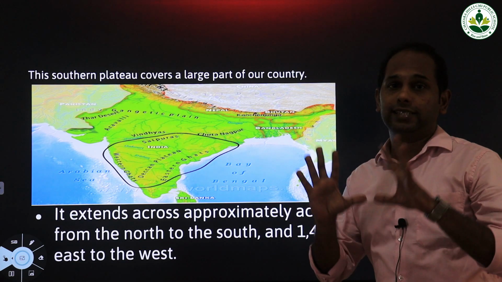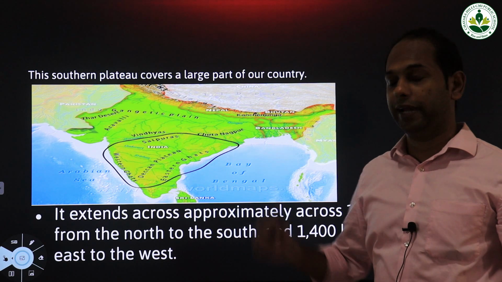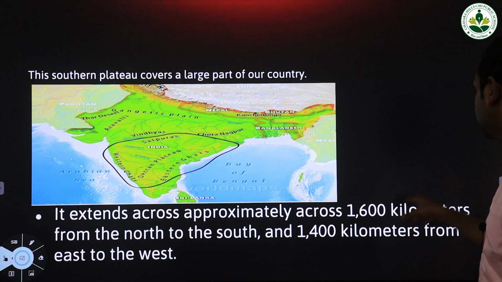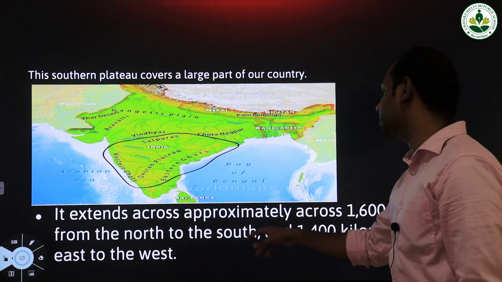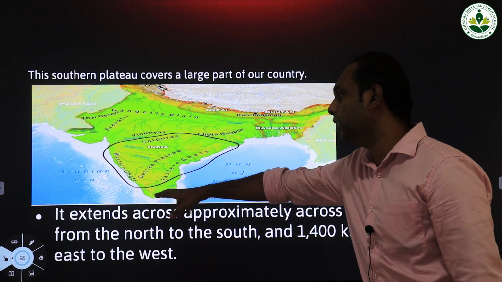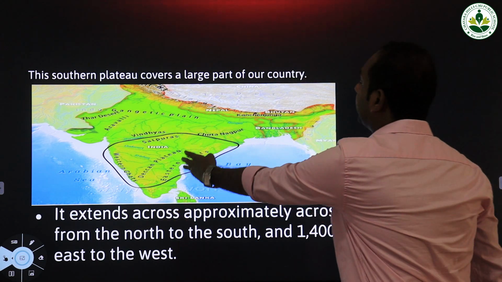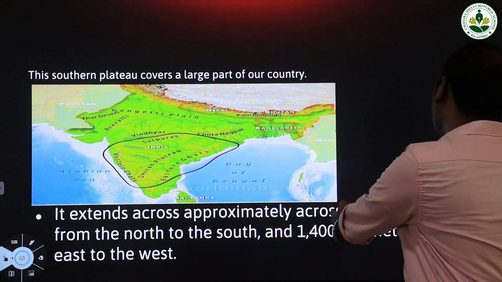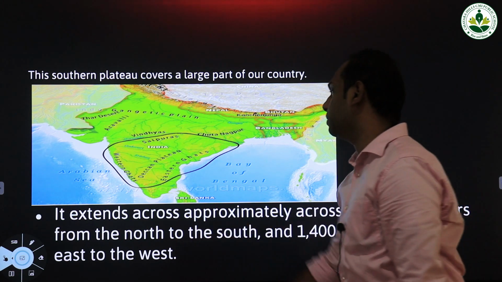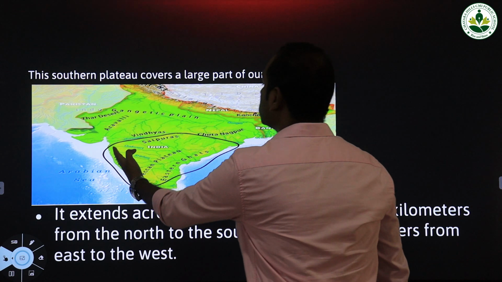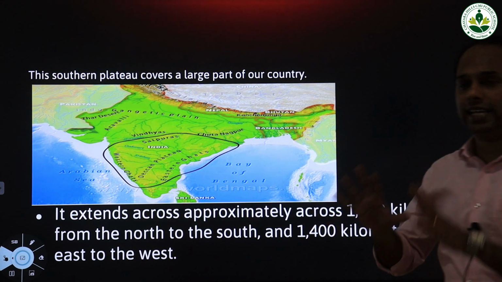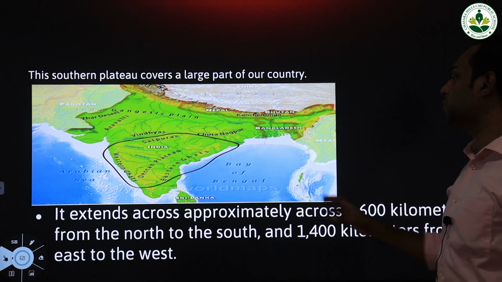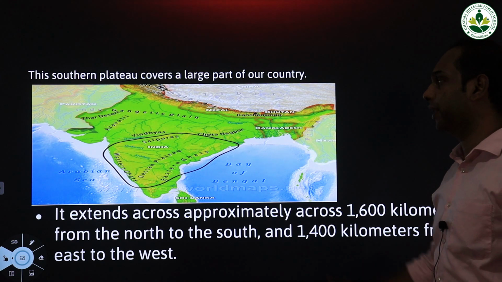Now we'll be studying what is the exact or approximate size of this southern plateau. It extends across approximately 1,600 kilometers from the north to the south, and 1,400 kilometers from east to west. So this is the approximate size of this southern plateau. So you should also underline these points in the textbook. These points are very important.